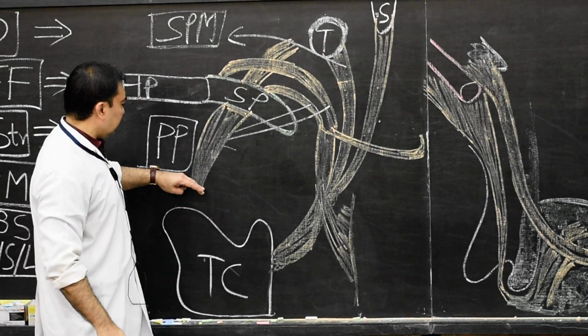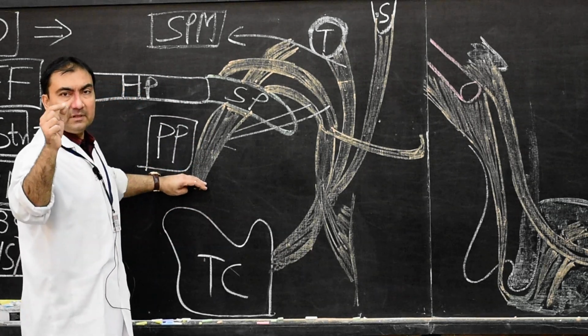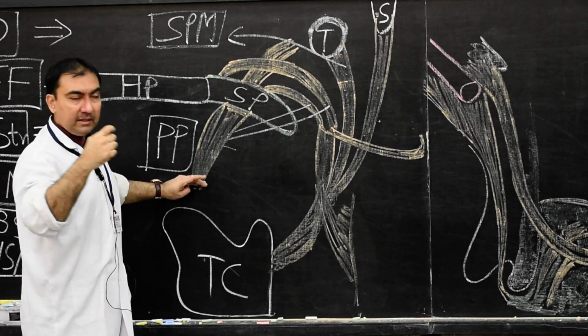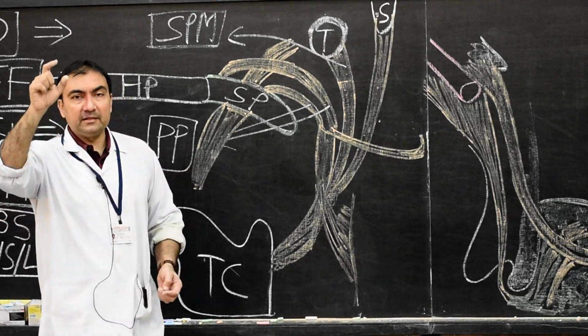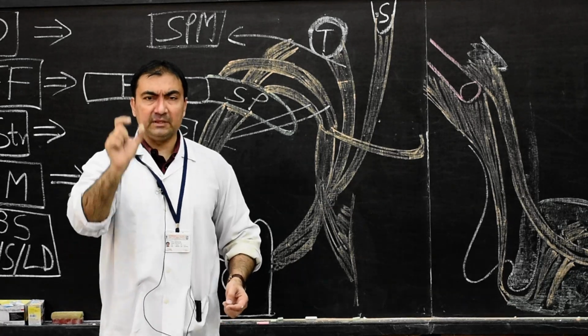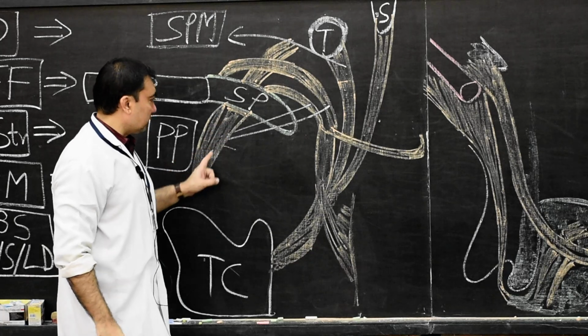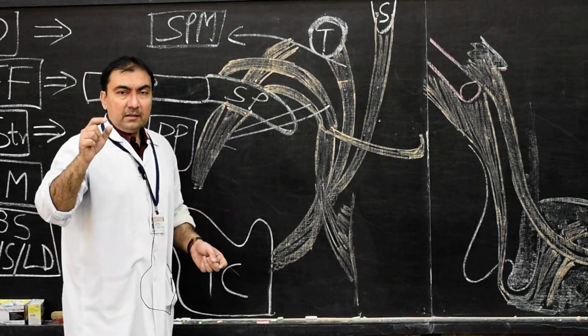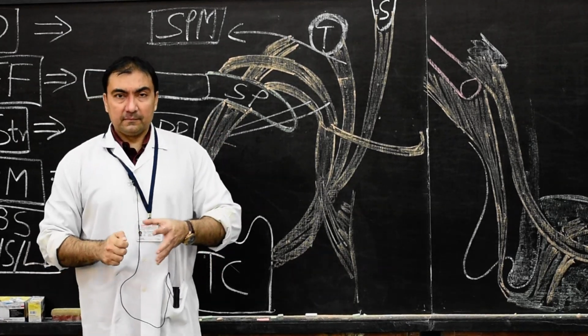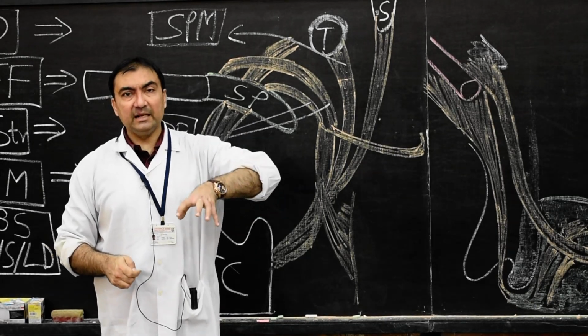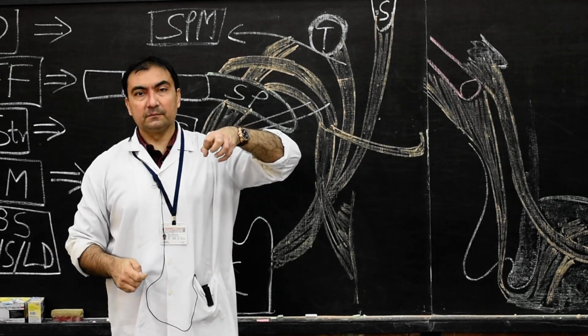Where will it be inserted? In the side wall of tongue, in the sides of tongue. In the previous diagram I had shown it to you. At the junction of anterior 2/3 and posterior 1/3 of the tongue, both the sides, right and left side. That is the insertion of palatoglossus muscle. Action of palatoglossus muscle: when it contracts, it will elevate the base of the tongue above.